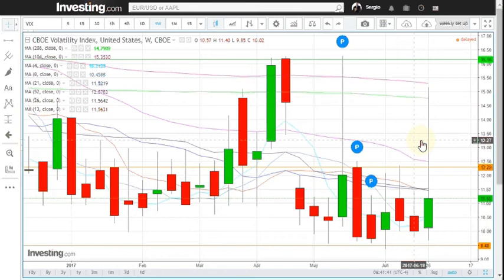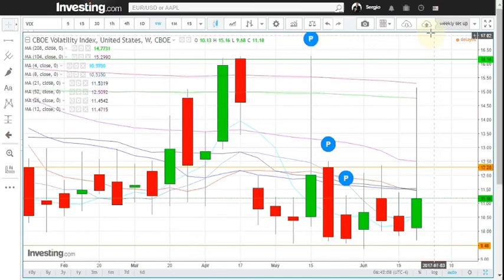So what does it mean? That means that we're going to go sideways. We're going to be fluctuating in a range between 10 and 15. So expect more volatility. If we see the VIX going higher, that means that the markets are going lower and filling those gaps. Okay, so that's it for the VIX. VIX is still low, but expect market volatility.